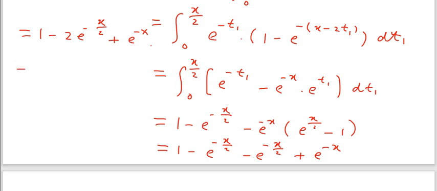Okay, so then the density function is just a derivative, right? So there's a derivative. This one equals negative x over 2, right? So it's the derivative minus negative x. Okay.